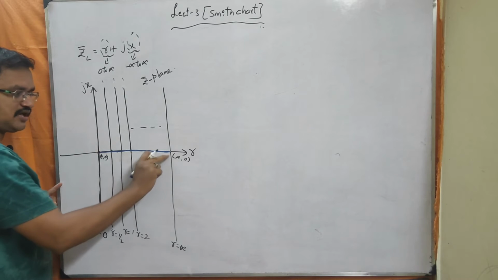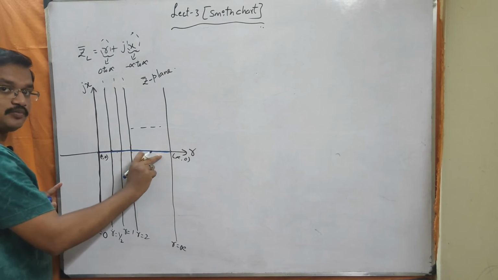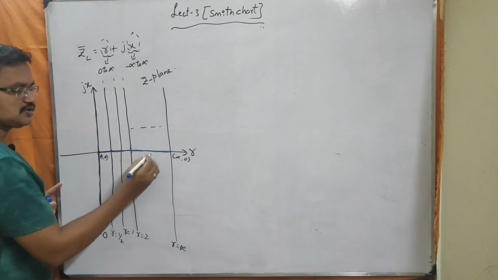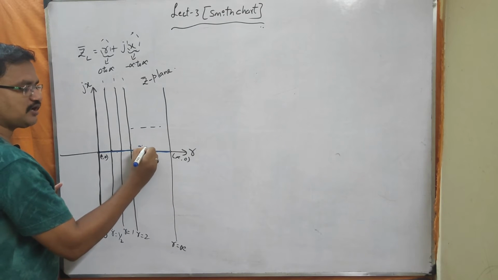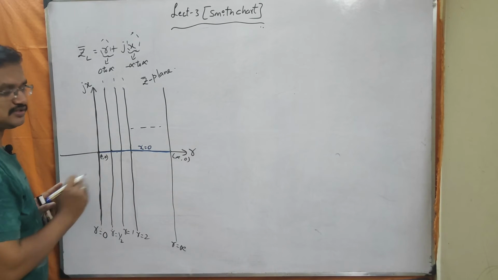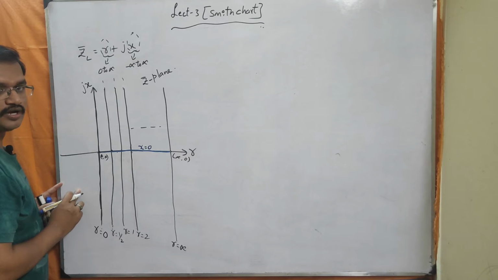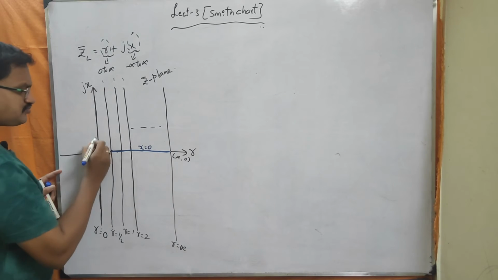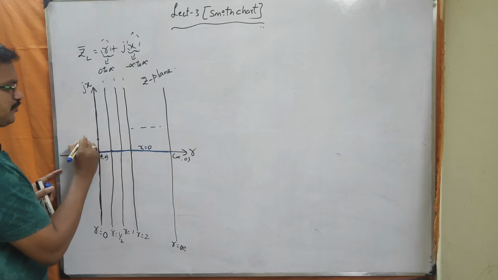On this resistance line, this represents what? Resistance, purely resistance. So that means the reactance value is equal to 0 on this line. So I can say this line represents what? X is equal to 0. This line represents the X is equal to 0 line. Yes or no? Okay.